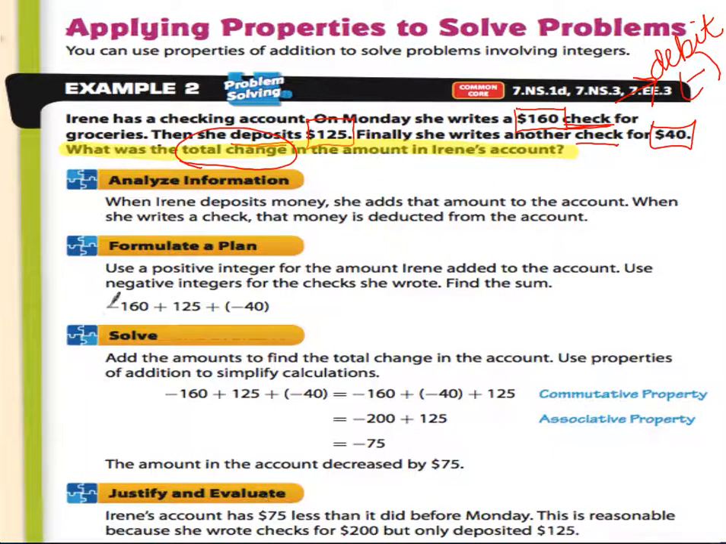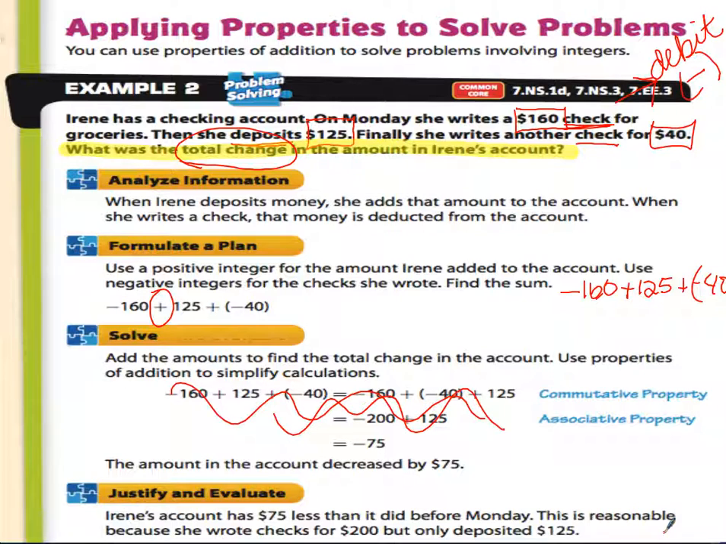And we know that first she wrote a check for $160. And then after she wrote the check for $160, she added $125 to her account. And then after she added the $125 to her account, she wrote another check for $40. So we can write minus 40, or we can keep that addition sign in there and keep it as adding a negative 40. Now again, scratch this out, and we're going to work through it on our own. We have negative 160 plus the positive 125 plus the negative 40.